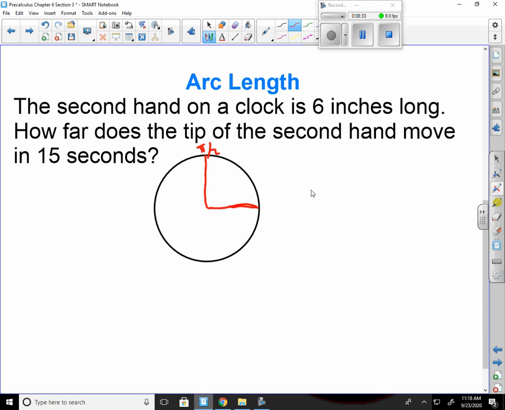Pi over 2 radians, not degrees. You guys are killing me. I miss you guys, honestly. Now I'm just sitting in a room talking to a computer, pretending like it's a class in front of me, knowing that you guys were going to make fun of me that I messed up. It is what it is.